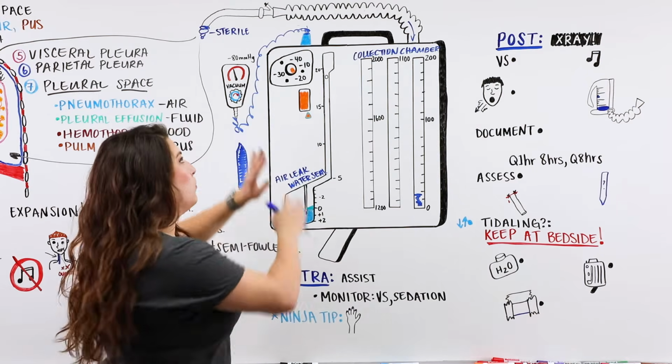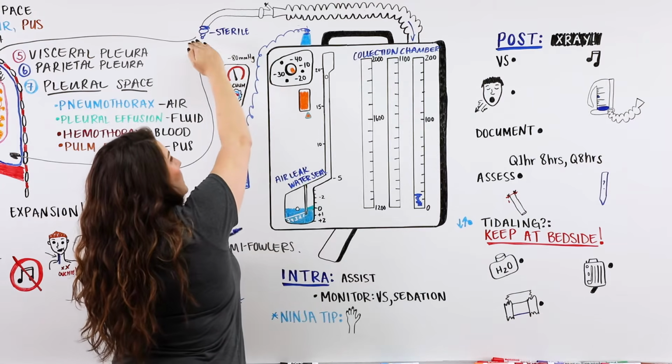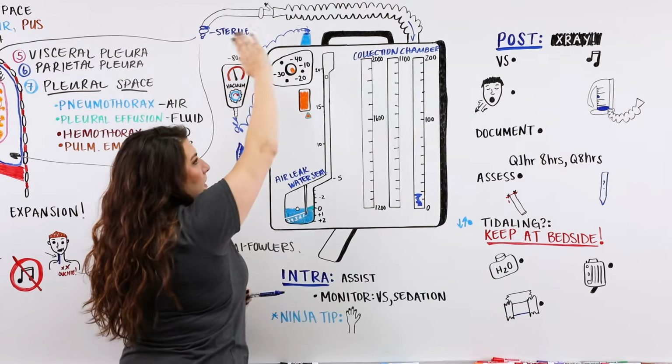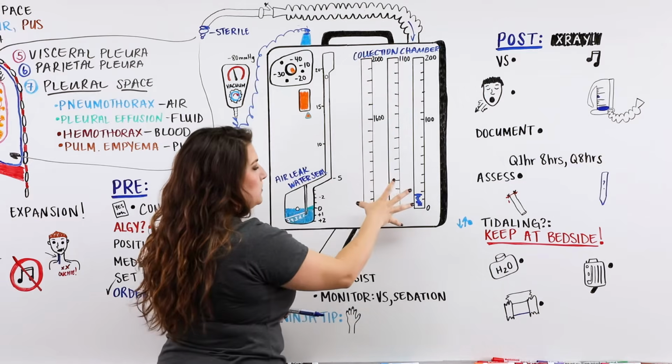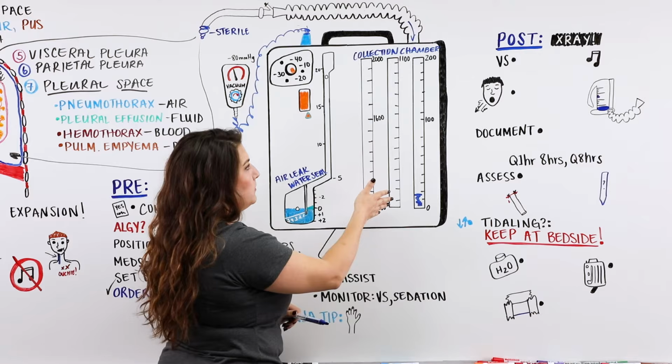Let's recap really quick what's going on here with our atrium. Remember, we have this sterile end that's now connected to the chest tube of the patient and is coming into our collection chamber, which is draining all of that fluid, blood, or pus into our atrium, which we're going to be able to monitor.